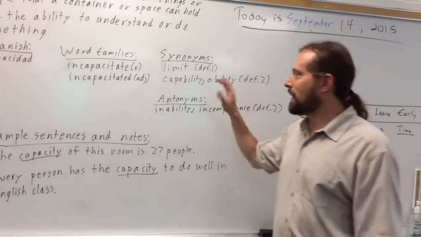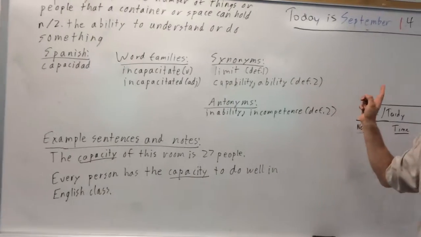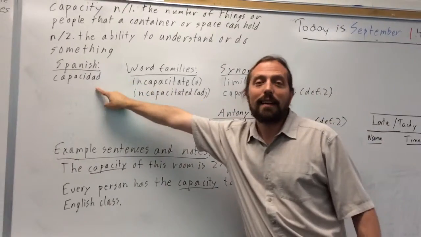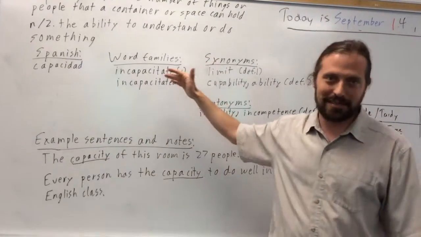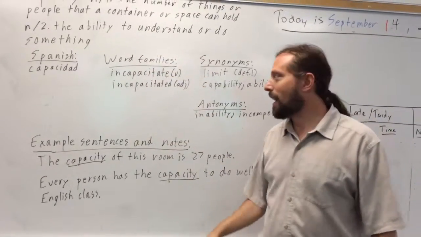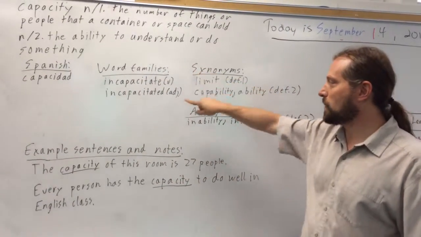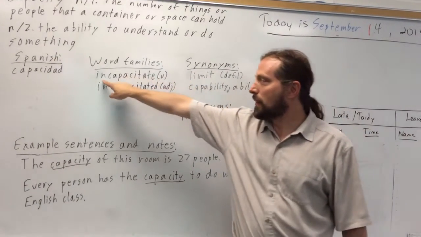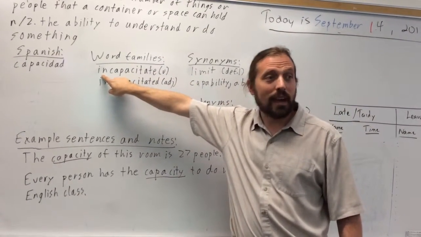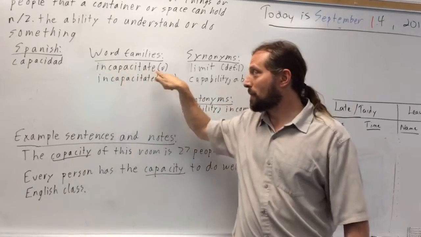And then I'm going to talk about the middle part. In Spanish it is capacidad, and today my students are telling me that that is a pretty accurate translation. It's the same in Spanish. And then we have some word families. One word family is incapacitate. In is a prefix that means not, and capacitate is a verb.